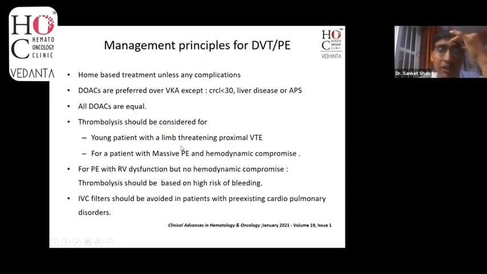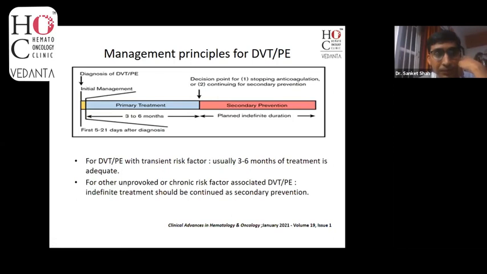You can go with the DOAC alone, and thrombolysis is considered very high risk for bleeding and should be avoided. IVC filters should be avoided in patients with pre-existing cardiopulmonary disorders.